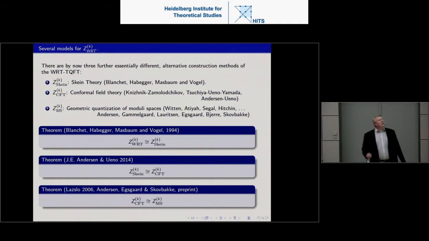We can use moduli spaces by our result that that's the same as the one that comes from quantum field theory. Also, Laszlo has proved a lot on this already. I have, together with Kenji Ueno, proved that the conformal field theory one is the same as the Skein one, and the Skein one was known a long time ago to be the same as the Witten-Reshetikhin-Turaev one. So they're all the same, and we can use the different methods. But the different ways of constructing this theory are good for different things. They don't all do the same good thing.